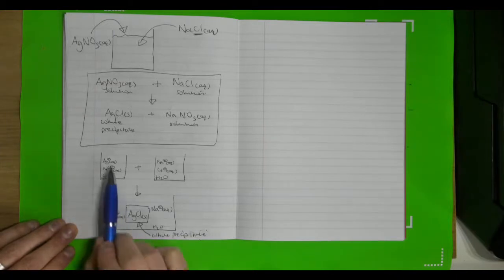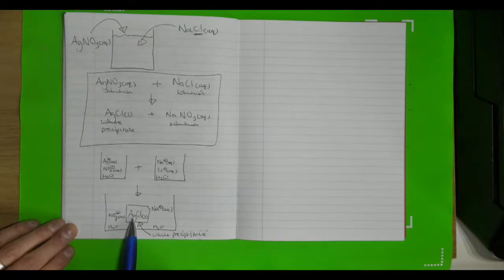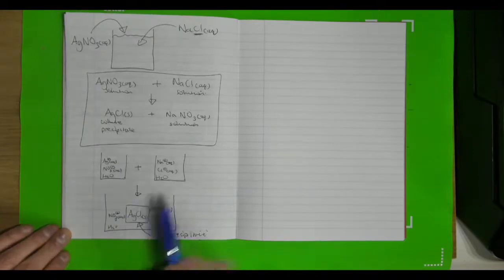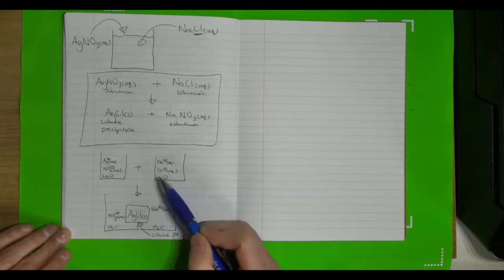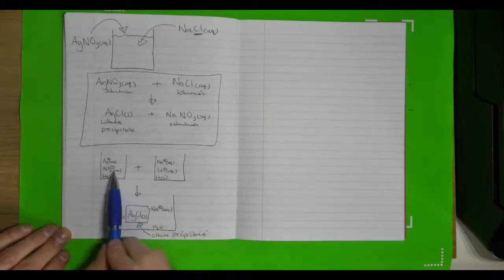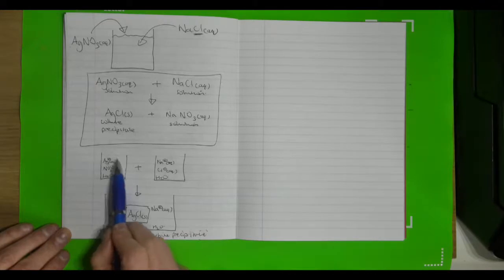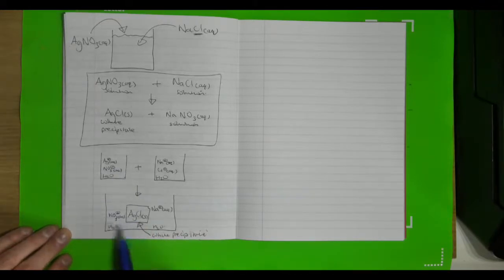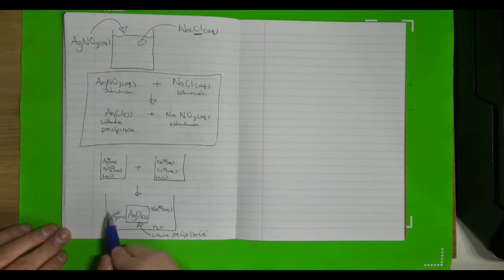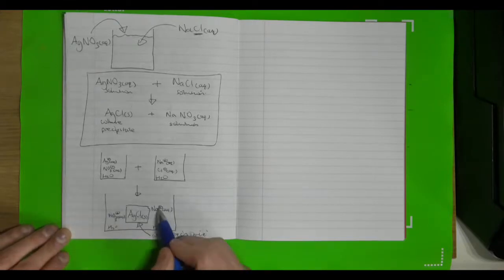The silver has gone from silver positive in solution to silver chloride solid, so there's a change there, and the chloride has changed as well. But if you look at the nitrate ions, you've got nitrate ions that are floating around in solution here, and also just nitrate ions floating around in solution there. So nitrate ions are spectator ions. So these are spectator ions. And the sodium ions are spectator ions as well.